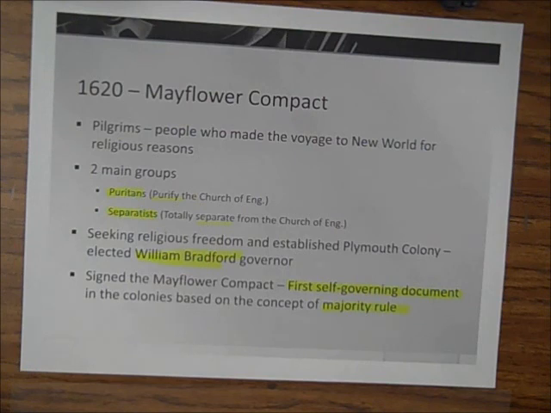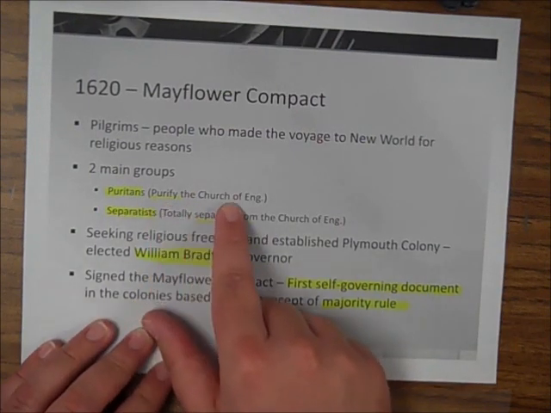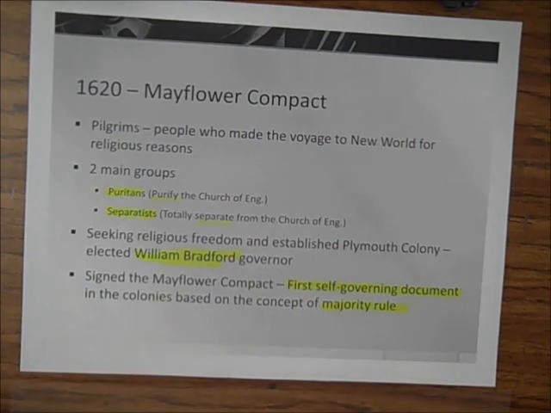The Puritans simply wanted to purify the Church of England. That is, they were not happy with the way the king was running the Church of England. And that's right, the king was running the Church of England. They weren't happy with that. And so they wanted to purify the processes and procedures of the Church of England and make it a more pure institution in the colonies.